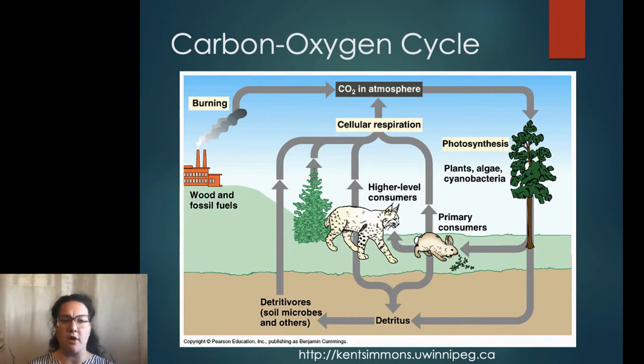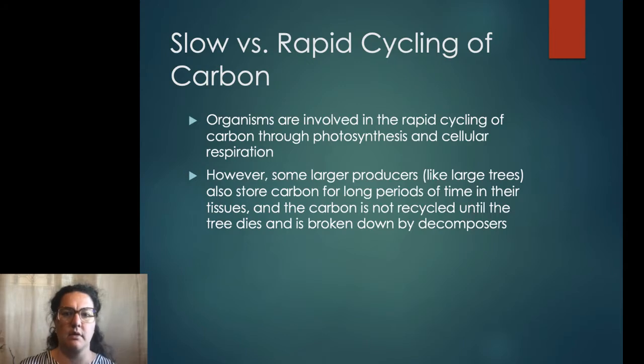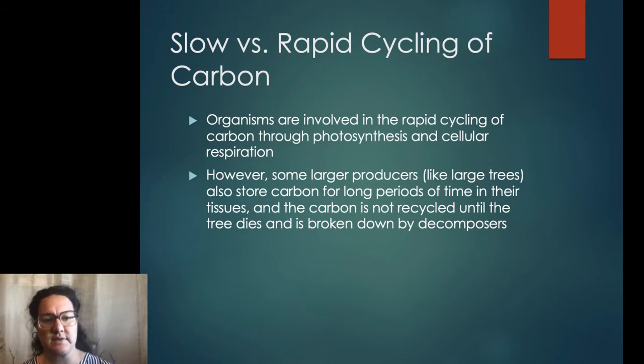The main way that we remove carbon dioxide from the atmosphere is through the process of photosynthesis, which is enacted by plants, algae, and cyanobacteria. Carbon can be moved slowly or quickly through the environment. Organisms such as grasses, animals, and microbes move carbon quickly. We produce it through cellular respiration and exhale it through breathing, and then it is taken in really quickly by plants in photosynthesis.